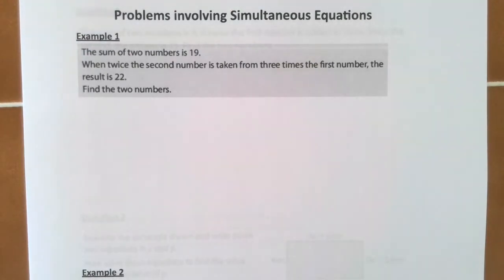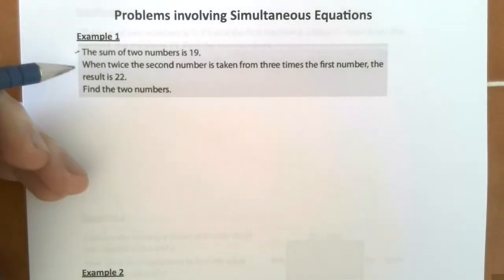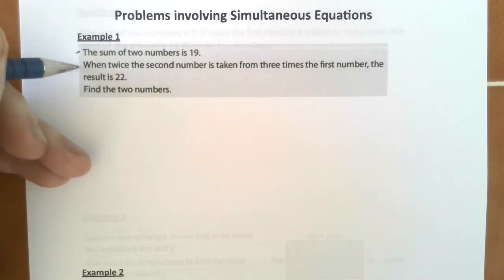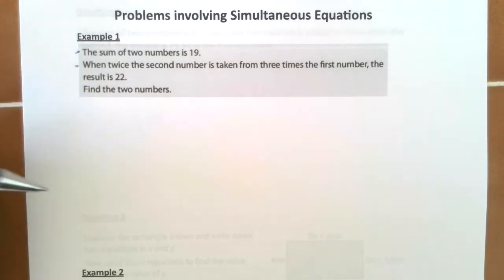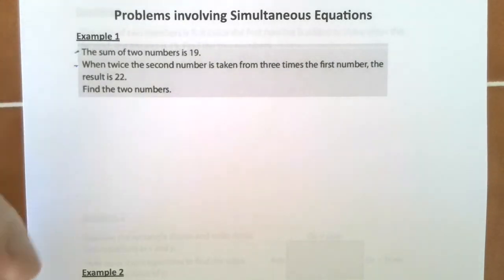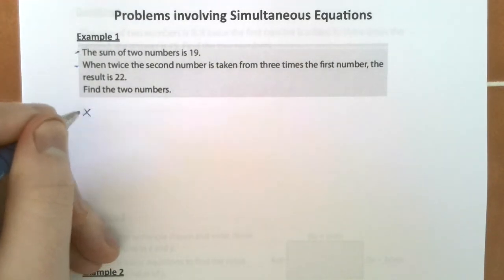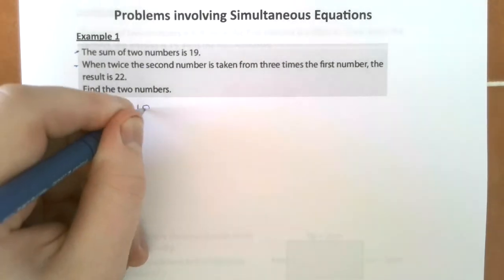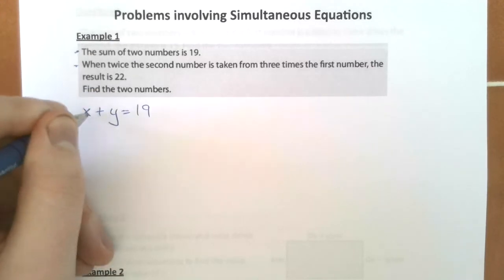In order to make two equations, we're going to use the two pieces of information. I'm going to make a first equation out of the first piece of information, then make the second one, and then I'm going to solve using simultaneous equations. So the first one, the sum of two numbers is 19. The first number we'll call x, the second number we will call y, and x + y is equal to 19.